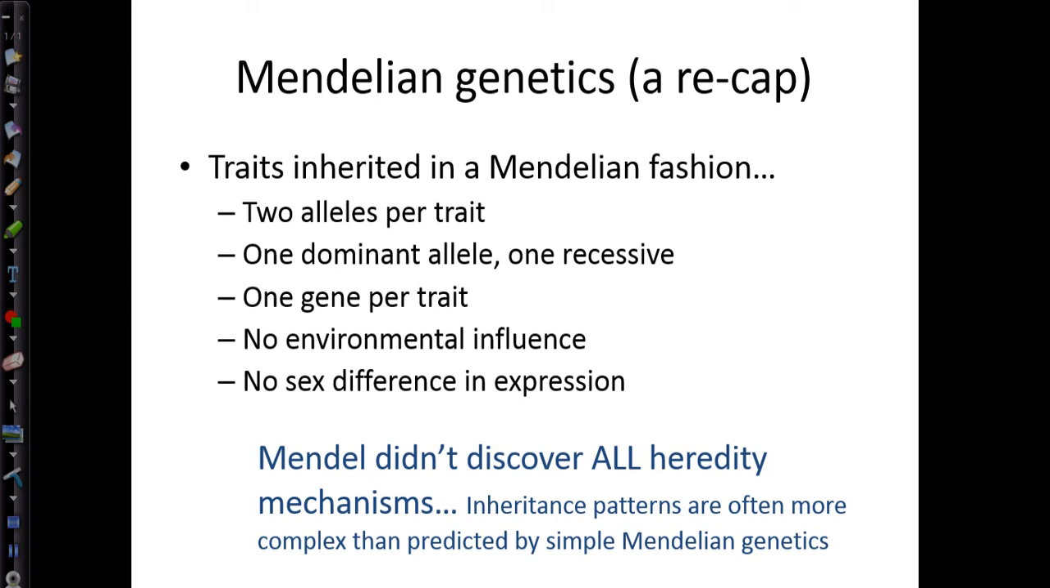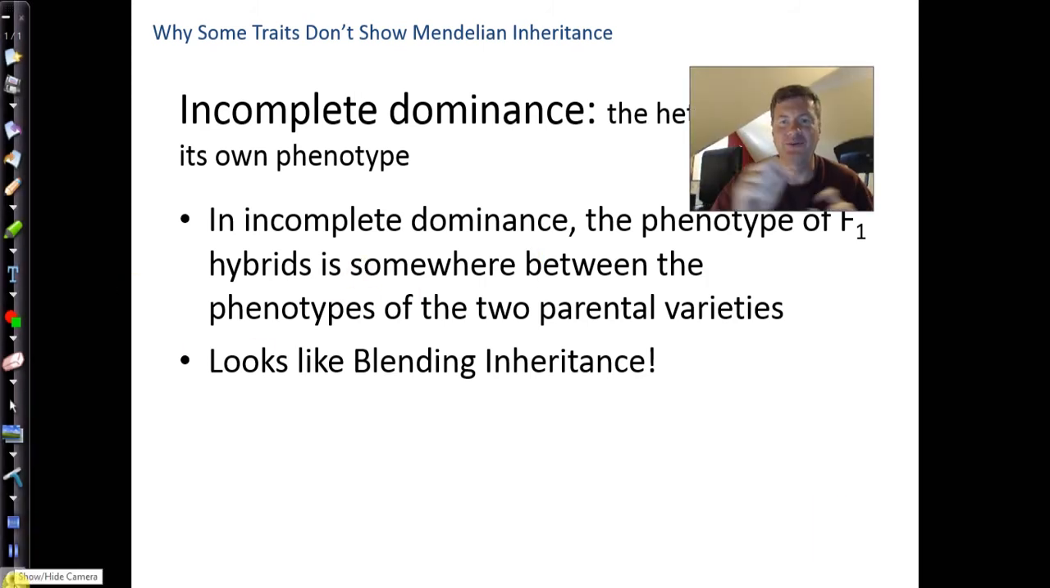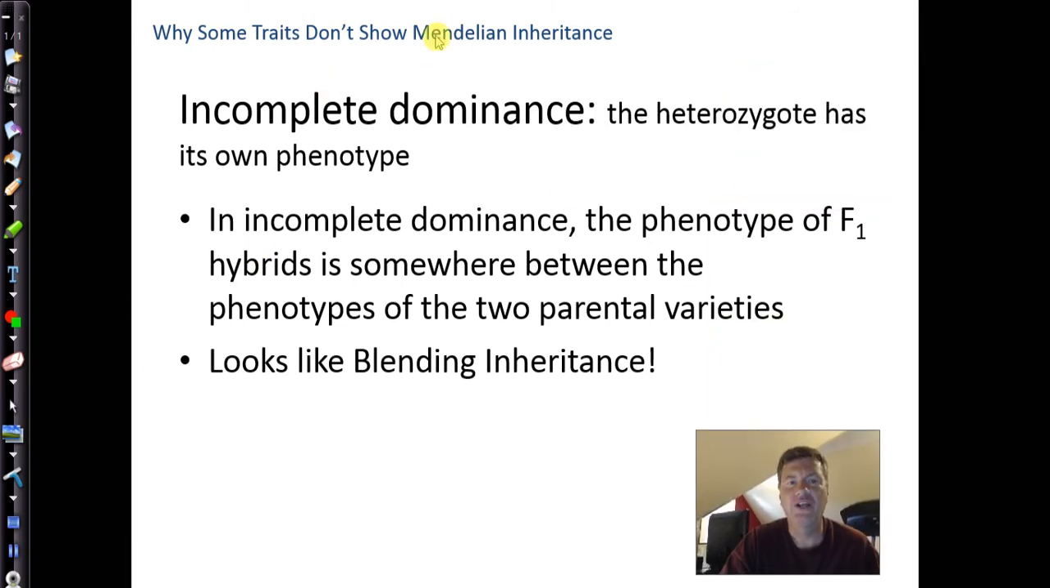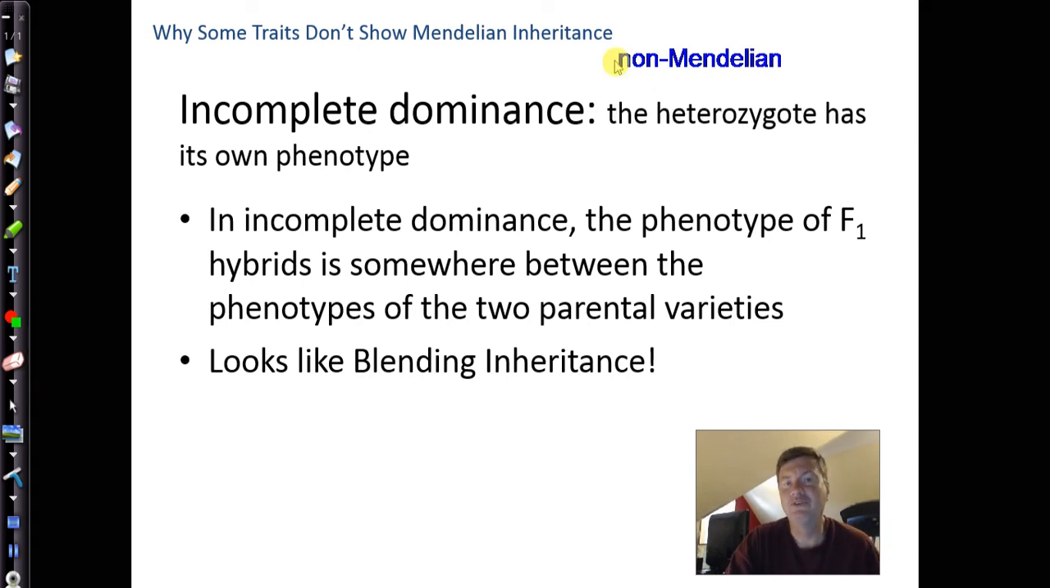Or you can think of these as things that would have driven Mendel crazy. These are some traits that are inherited in ways that Mendel would not have understood. Collectively, we call these traits non-Mendelian, to demonstrate that they are inherited in a way that Mendel would not have been able to predict or understand based on what he saw.